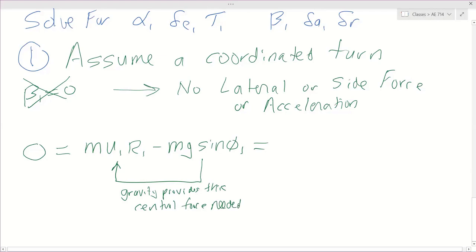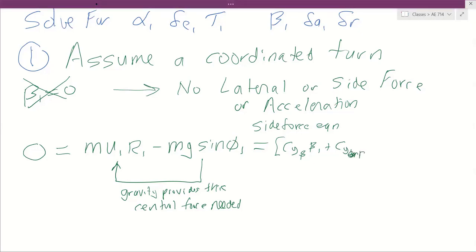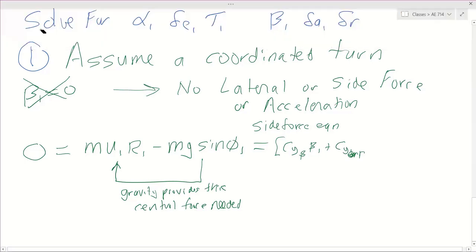And because of the side force equation, the other half of this, the right-hand side of the equation, is Cy beta, Cy delta, no, it's not delta R, Cy R, I should erase that, because I know how to erase now, right?